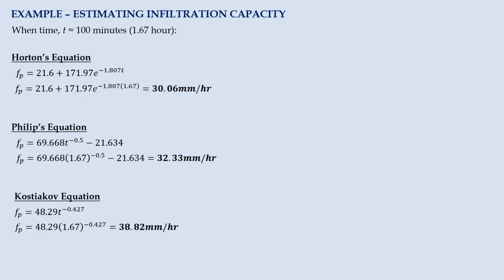Let us now try to estimate the infiltration capacity when time t equals 100 minutes. To use these equations, we need to express time in hours, and this leads to the conversion of 100 minutes into 1.67 hours. Then, we simply substitute this value into the equations. The estimations from Horton's, Phillips', and Kostiakov equations are 30.06, 32.33, and 38.82 mm per hour respectively.